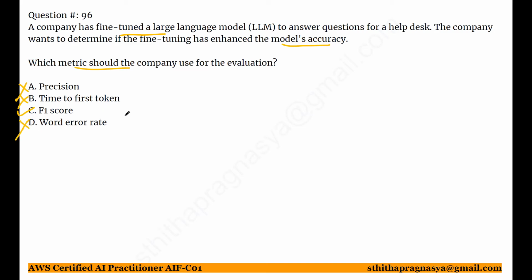Word error rate, or in short, WER. This is commonly used for evaluating transcription tasks such as speech to text models. It measures how many words in the output differ from the ground truth. While useful for transcription accuracy, it is not relevant for assessing the accuracy of answers in a question answering context. So that's incorrect, as it is unrelated to the task of question answering. So what is the answer? Option C, F1 score.